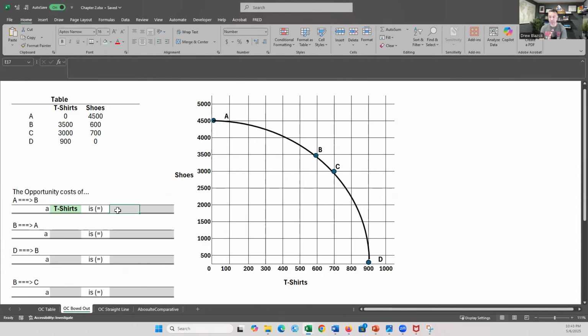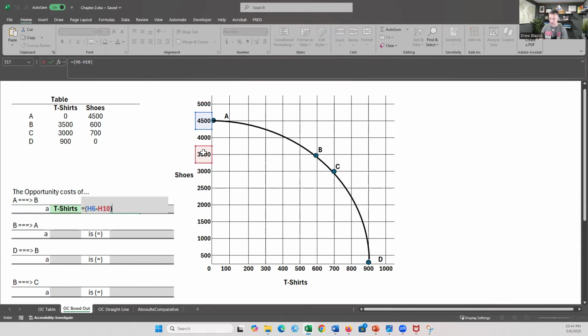The equation for it is, now this whole sentence is an equation in a way, the opportunity cost of when I'm getting more t-shirts is equal to what we give up divided by what we get. That's the equation. What you give up divided by what we get. So now let's do that equation here. I'm going to say equals, and bracket what we give up from A to B. What do I give up? I had 4,500 shoes minus point B is 3,500.